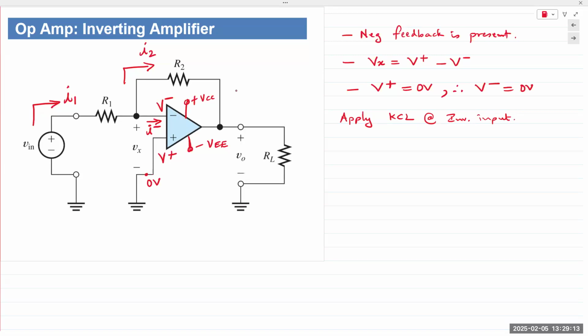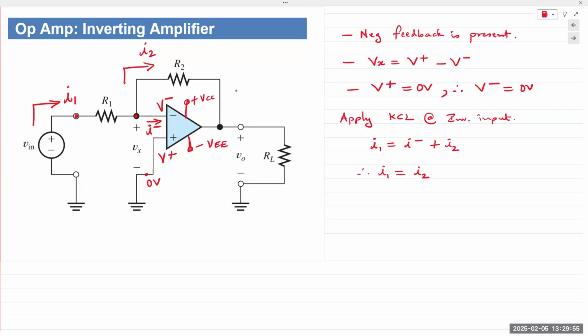If you apply KCL at the inverting input, we obtain I1 is equal to I minus plus I2. I minus is equal to 0, so I1 is equal to I2. Both currents are the same. Now we can express both currents in terms of the resistor voltages, and the resistor voltages can be expressed as the difference in the two node voltages at the two terminals of those resistors.